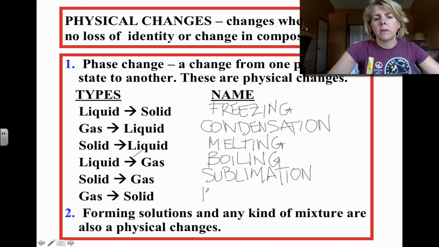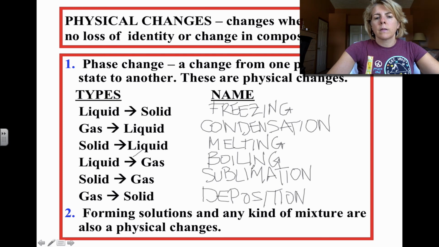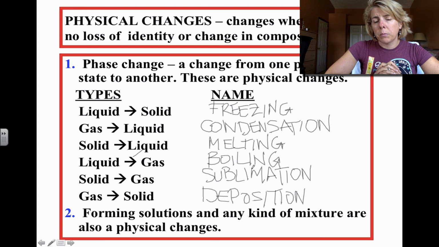Skipping a step. We call this deposition. It's depositing a solid on a surface, hence the term deposition. Okay, so those are all the phase changes that you need to know, and don't be surprised if you see this on the video assessment.